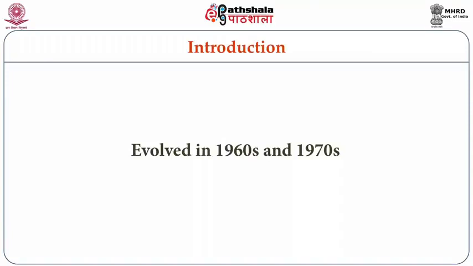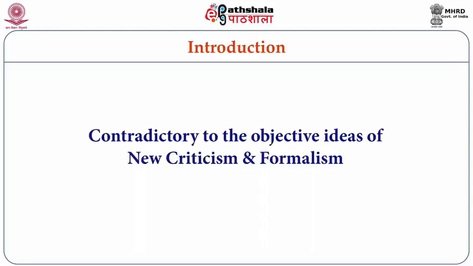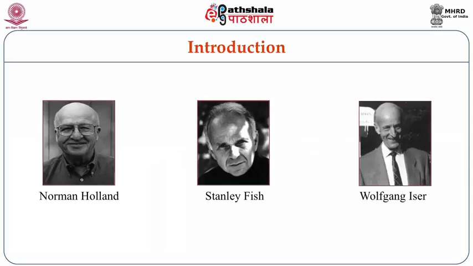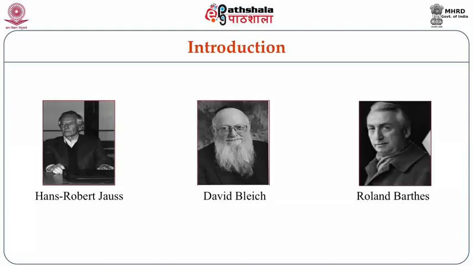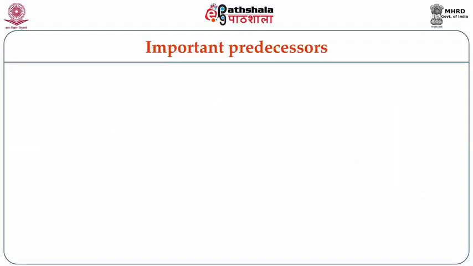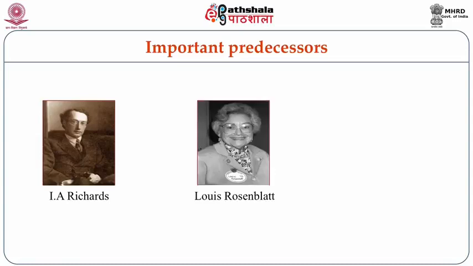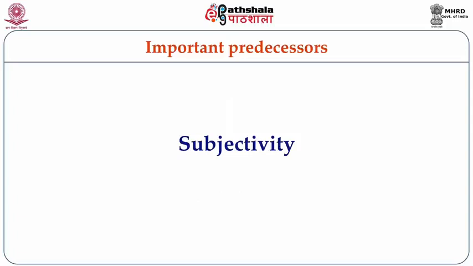Today we shall take up the module titled Reader Response Theory. This theory evolved in the 1960s and 1970s, and it's contradictory to the objective ideas of New Criticism and Formalism. Some of its major proponents are Norman Holland, Stanley Fish, Wolfgang Iser, Hans Robert Jauss, David Bleich, and Roland Barthes. And some of their important predecessors are I.A. Richards, Louise Rosenblatt, and C.S. Lewis. Now, the emphasis of this theory is on subjectivity. As we delve into the subject further, you will realize it for yourself.